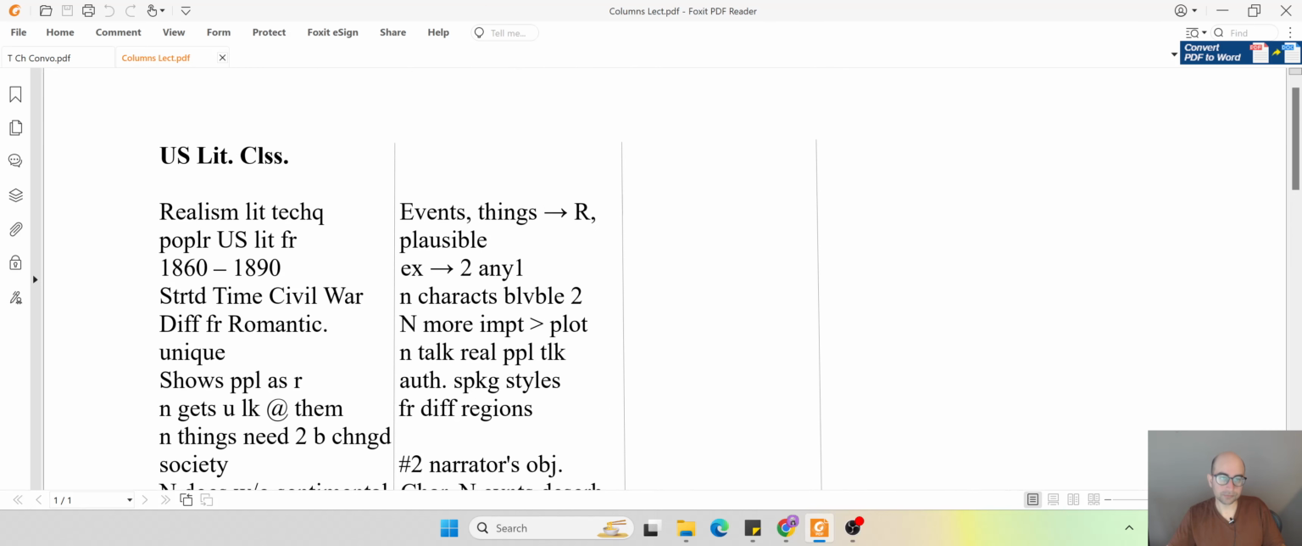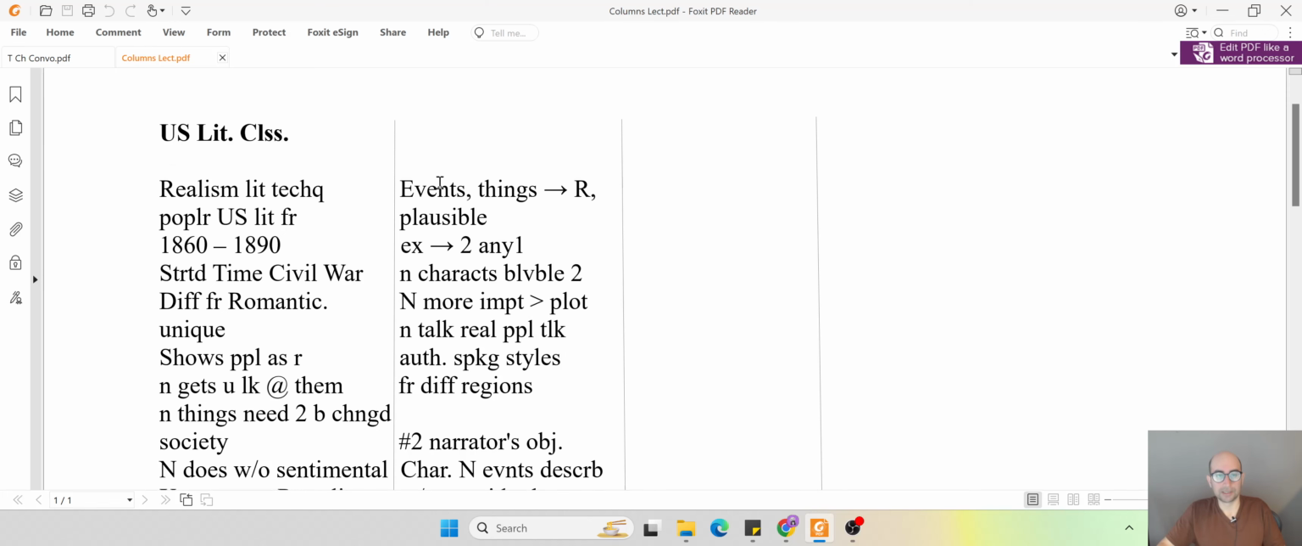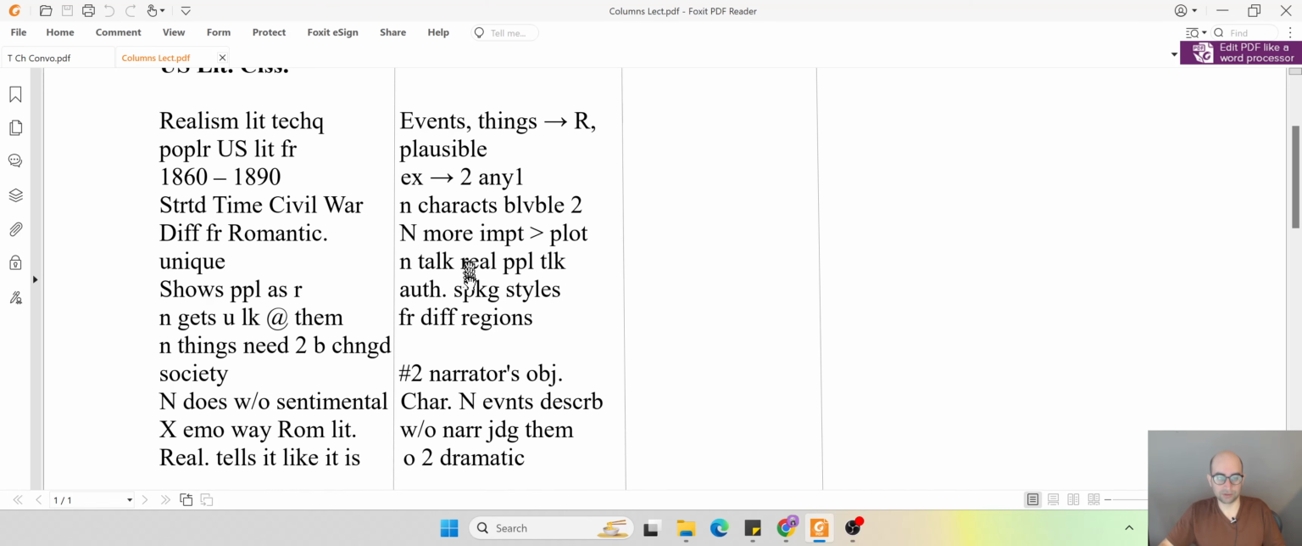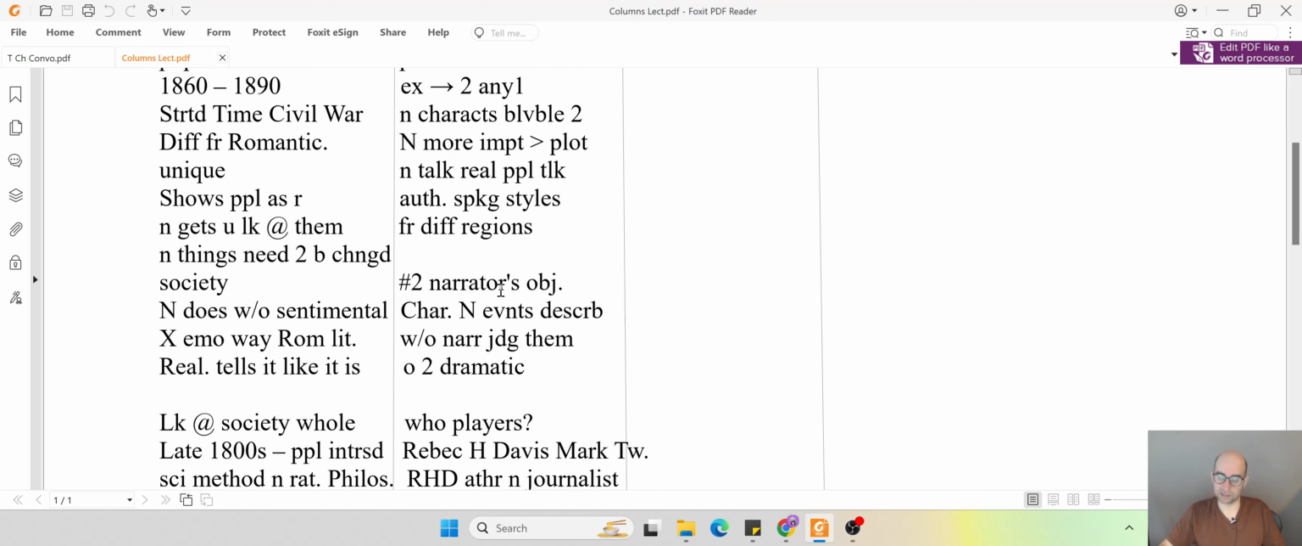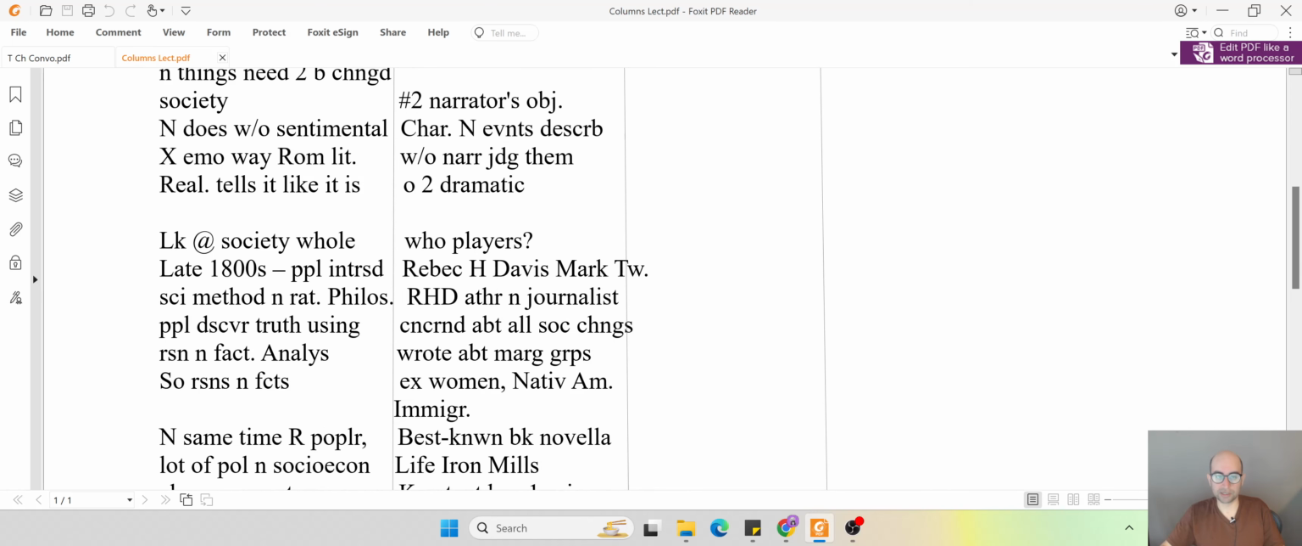So you come back to the top of your column. You might have two columns, you might have three. It depends how long that lecture is and how much notes you're taking. Okay. So events, things led to, okay, it's not there. It's not narrator's objectivity. I know it's not, because I'm looking for writers. Okay, so here, eventually, you come to this section, let's say, who were the key players? Yeah, I remember this. Who were the figures who had the most impact on realism?